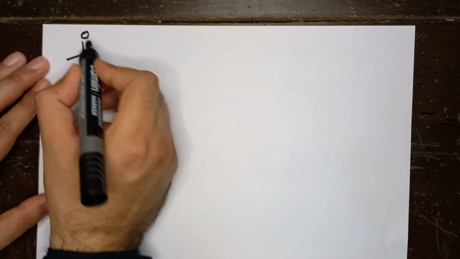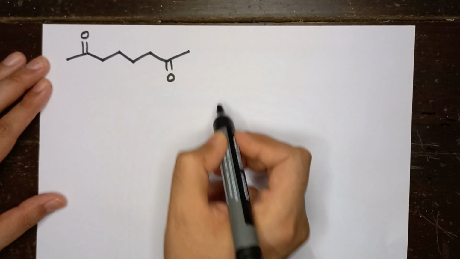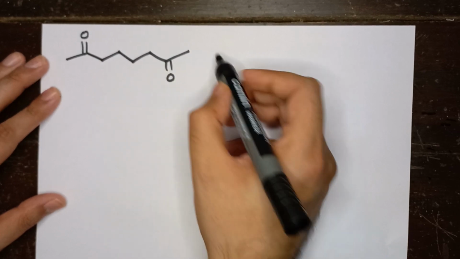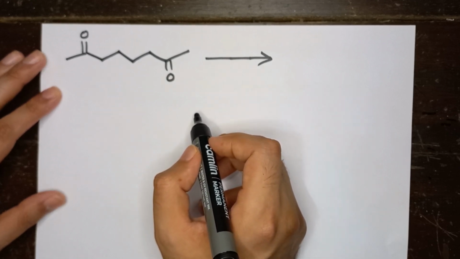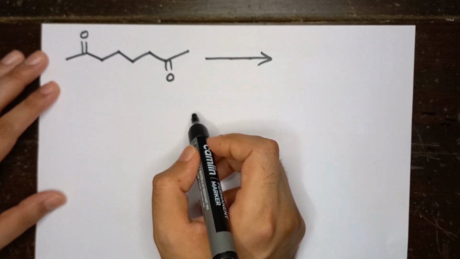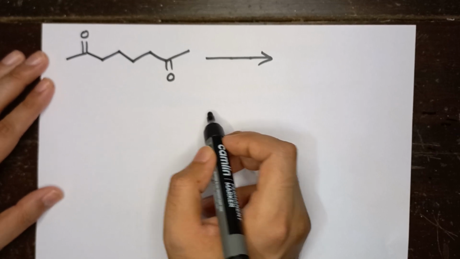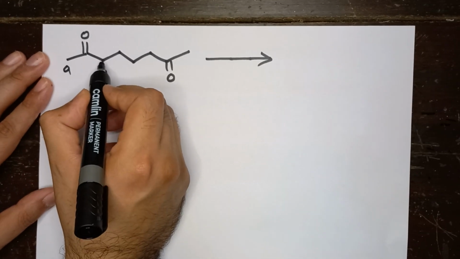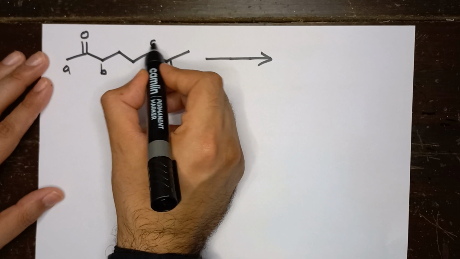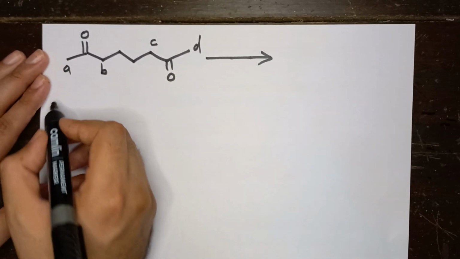Okay, so suppose this time I have this one, and I'm doing aldol reaction. So pause the video and find out all the mixtures of product. Okay, so let's begin. So I have this alpha carbon A, this one B, this one C and this one D. So let's draw from all of them. So let's start with A.